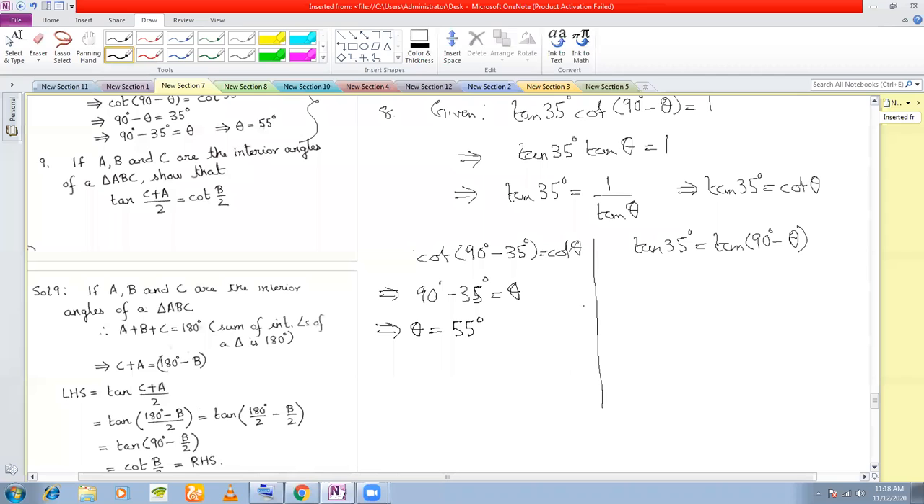Okay, you get 55 degree. Even here you will get 55 degree. Okay, you'll get 35 degree is equal to 90 minus theta, and therefore theta must be 90 degree minus 35 degree, which is 55. So in both ways, whether you proceed this way or this way, you'll get the same thing. Okay, just see the difference in the method that I'm doing. That's it.